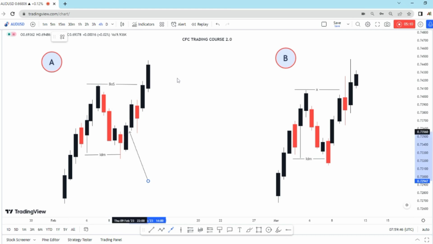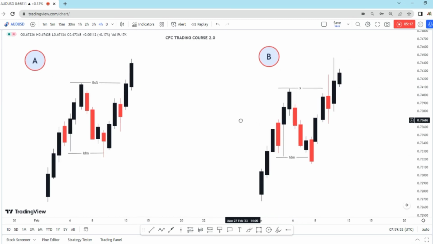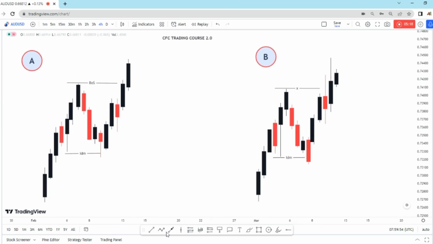All right. So in our next diagram, diagram B, you can see price gives us an impulsive move to the upside, then a correction, and also an impulsive move to the upside.